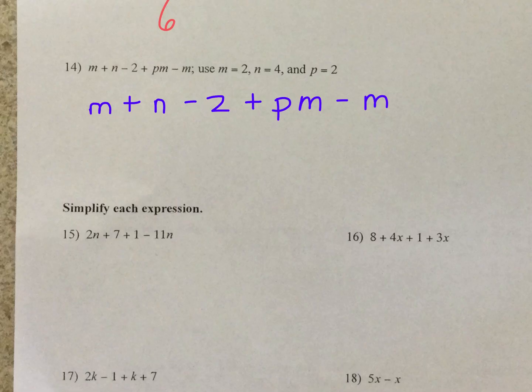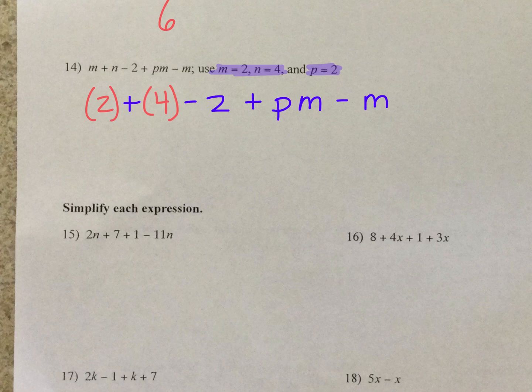All right, number 14, I've got 3 letters. I've got an M is a 2, an N is a 4, and a P is a 2. So let's erase that first M, and instead I make the M a 2. Now I'm going to erase that second N, and instead of an N, I put a 4, minus 2 plus.